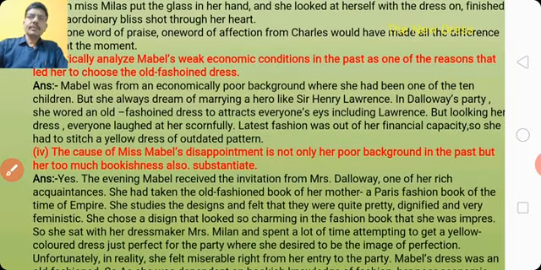Let us see the answer. Mabel was from a poor economic background where she had been one of 10 children, but she always dreamed of marrying a hero like Sir Henry Lawrence. At Dalloway's party, she wore an old-fashioned dress to attract everyone's eye, including Lawrence. But seeing her dress, everyone laughed at her scornfully. The latest fashion was out of her financial capacity, so she had stitched a yellow dress of an outdated pattern.